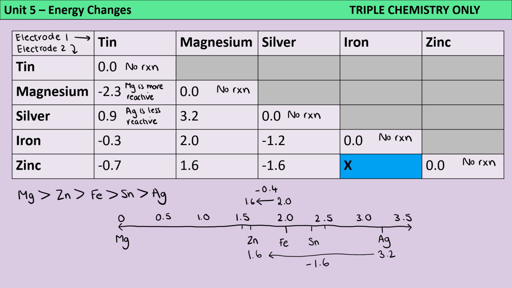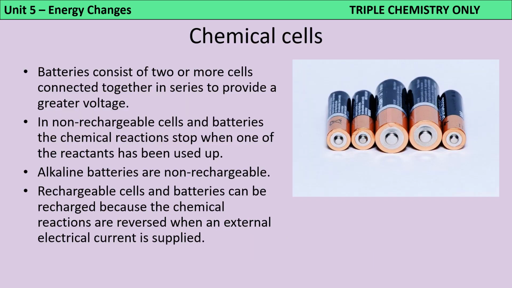And that tells me that the value X in the table would be minus 0.4. You should also be aware that chemical cells can be wired together in series to produce a battery, and we do this to produce a battery that has greater voltage, so therefore it's more useful.